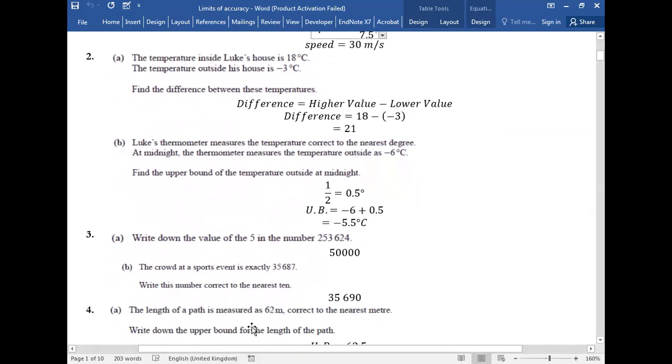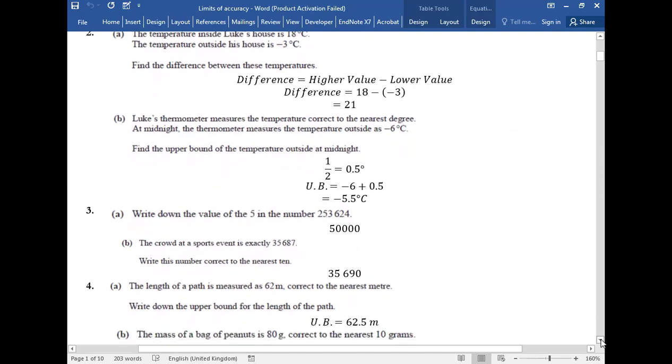Okay, the length of a path is measured as, copy these question numbers like this. I'll share the sheet with you as well so you can have a look at these questions. The length of a path is measured as 62 meters, correct to the nearest meter. Nearest meter meaning 1 meter. Write down the upper bound for the length of the path. Yes. 62.5. Eventually you'll be speeding up.